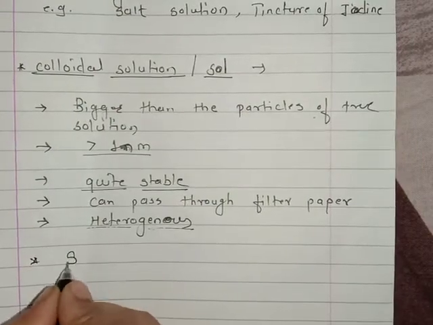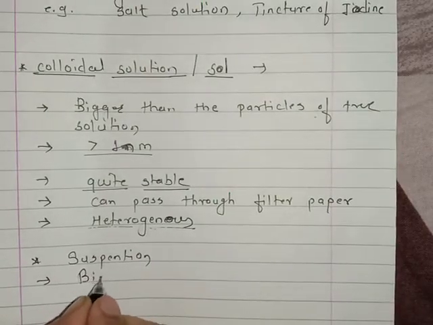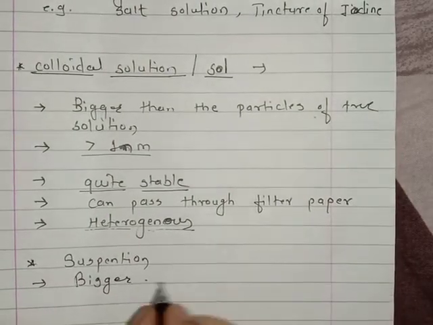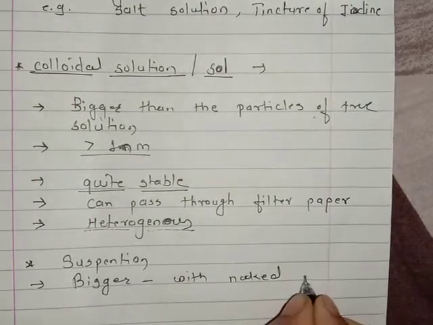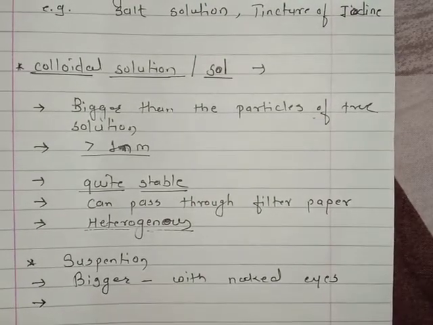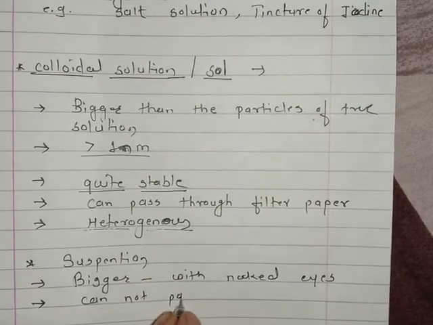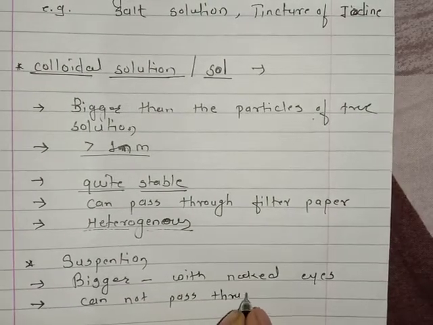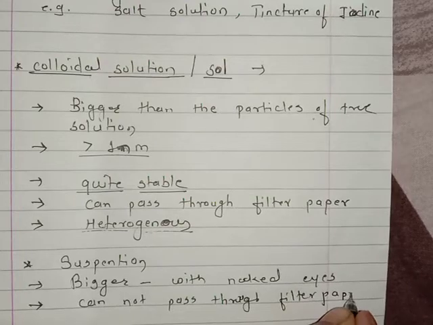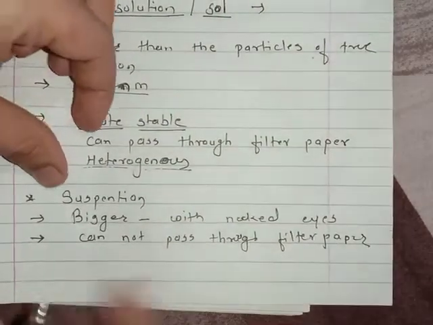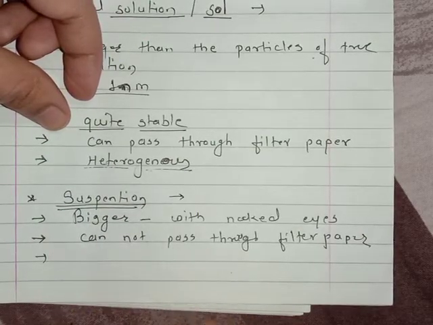Next, suspension. Suspension particles are bigger, so we can see them with our naked eyes. They cannot pass through filter paper, and hence we can separate the particles of suspension by filtration.